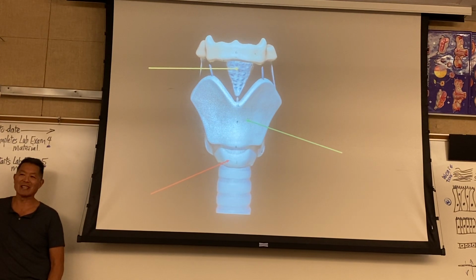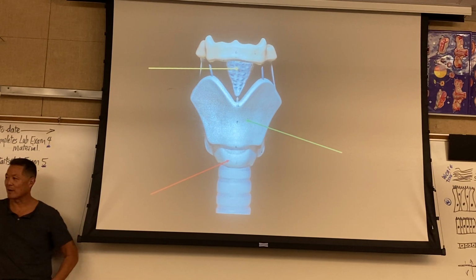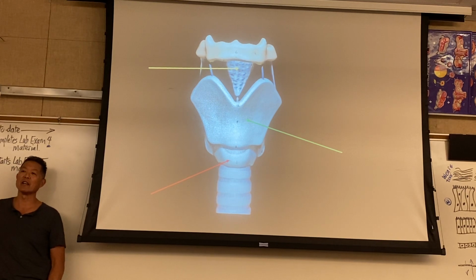If you accidentally inhale food, it's most likely going to get stuck where you have the complete ring, the cricoid cartilage, because cartilage is stiff, and that's the only one that's a complete 360-degree ring. Everybody got it? Then what do you need if something like that happens?